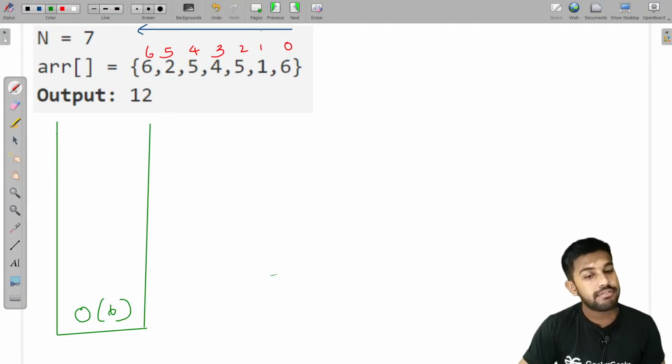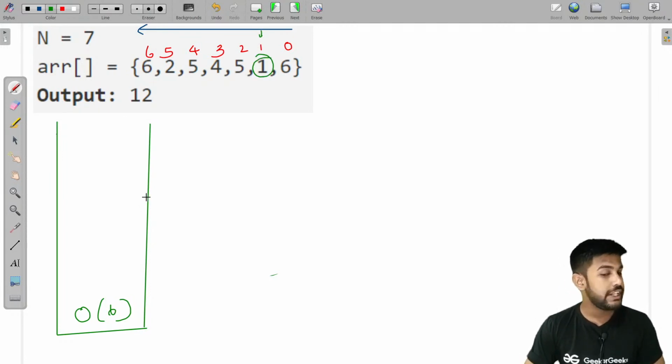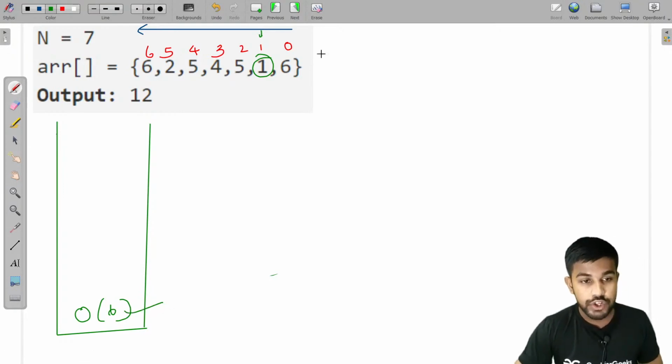Now we have the next element as 1, and 1 is the current element. So we need to check if there is an element which is greater than that or not. Yeah, there is an element which is greater than that, that is 6. So what we would report is, we have the array as something like this.